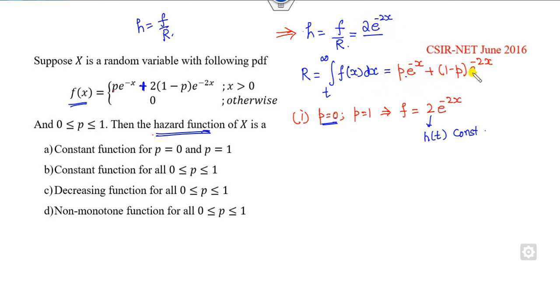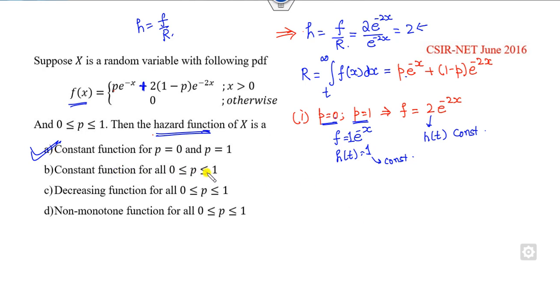When p is equal to 0, this value will be e raised to power minus 2x. Again, it is my constant. Similarly, when p is equal to 1, what is the value of this? It is e raised to power minus x. Again you can see the value of h of t; the coefficient is 1, so again this is my constant. Fine. So it means the first option is the correct option.